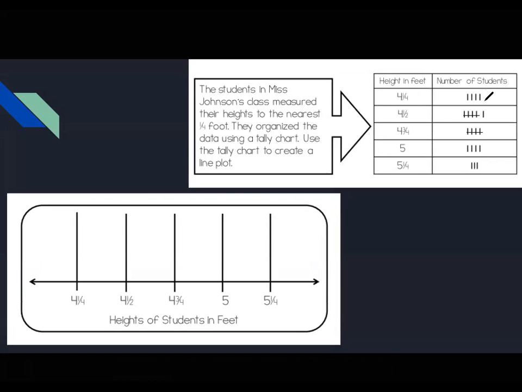We see there are 4 tally marks. So we're gonna come over here to 4 1/4 and we are going to draw 4 X's, one for each student, to represent that data. So there's our 4 students. Next we have 4 1/2, which has a total of 6 students. So we have to make sure we include 6 X's to represent those 6 students.